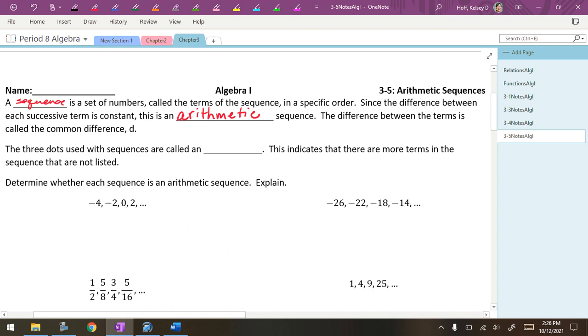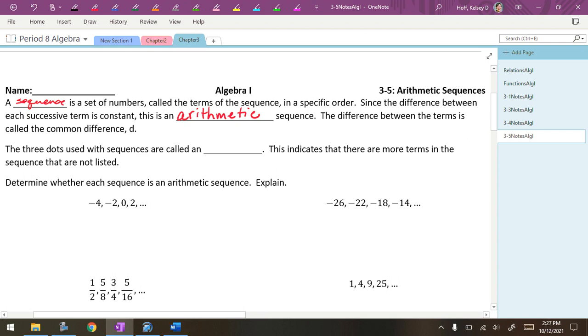Okay? The difference, or in other words, the change between the terms is called the common difference. Difference usually in math means subtraction. So we're going to subtract the two numbers to find what the change is.